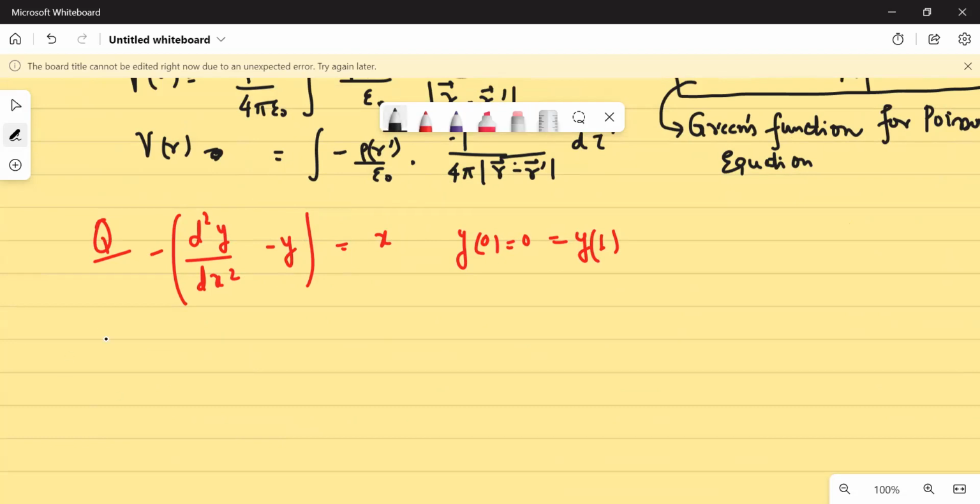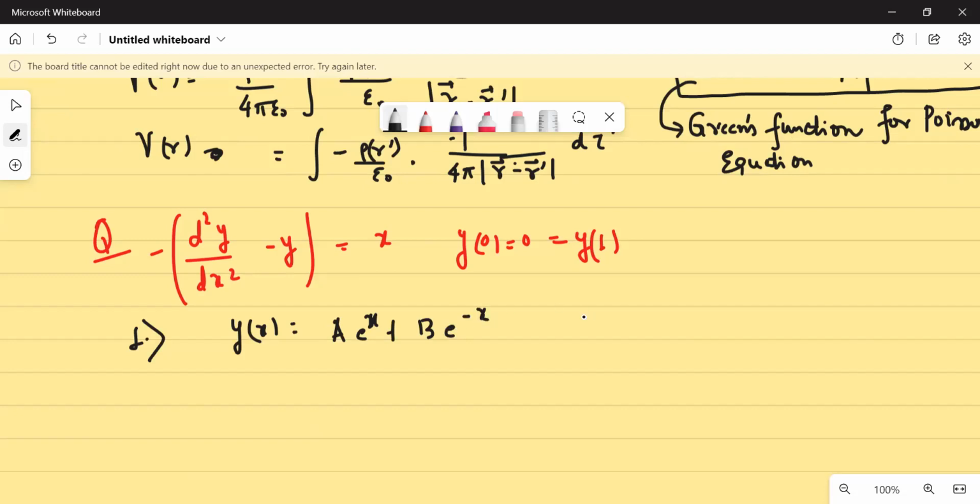Approach is simple. First thing is try to find the solution for the homogeneous case. If I find the solution for the homogeneous case, y of x will give you some a e to the power x plus b e to the power minus x. Isn't it? This will be it.